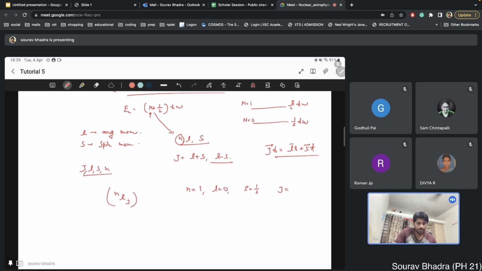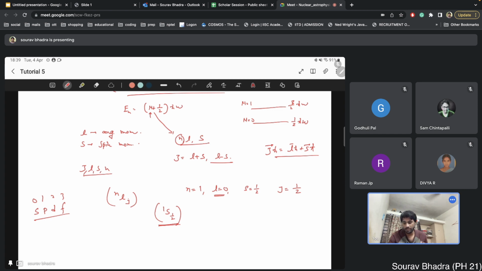Yes, S and L. So J, suppose it is half. Okay, 0 plus half equals half. Then you can express that particular state of the nucleons as 1, and for L equals 0 we use the S. So you know that S, P, D, F we will use 0, 1, 2, 3. Okay, so 1s, and your J value is half. So this is the state of the nucleons.